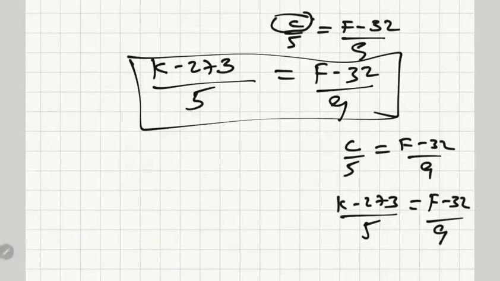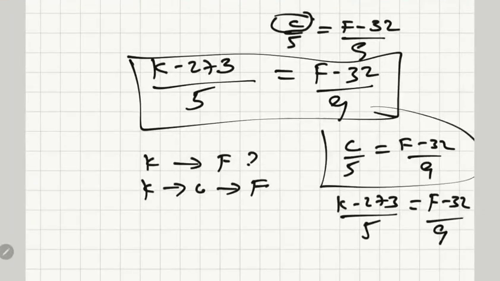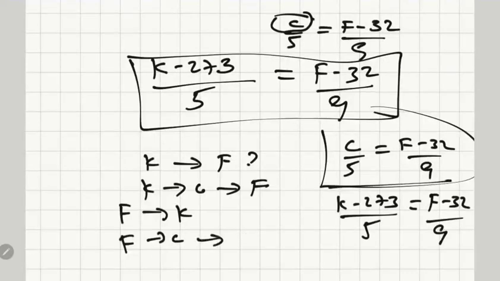Or whenever you are given Kelvin and the required Fahrenheit, you can do the Kelvin to Celsius, then you can take the Celsius to Fahrenheit by using this relation. Or when you are asked Fahrenheit to Kelvin, you can do the Fahrenheit to Celsius first by this relation. Then you can do the Celsius to the Kelvin.